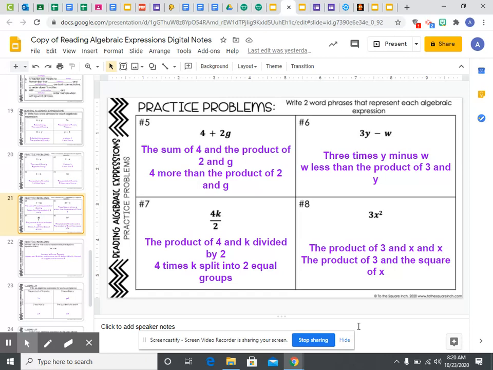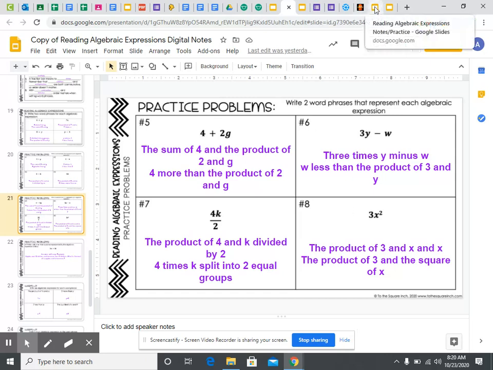Number 8, they also have the product of 3 and x, because x squared is the same as just having x times x. So that's where multiplication is being used also. So that's why they're putting x and x. There's also the product of 3 and the square of x. Bailey? 3 times x to the second power. Or you can do like 3 times x squared, or the product of 3 and x squared. There's just a few different examples we can do on these.